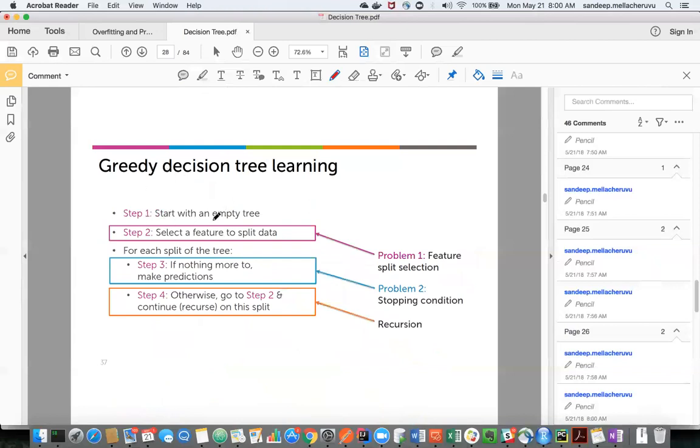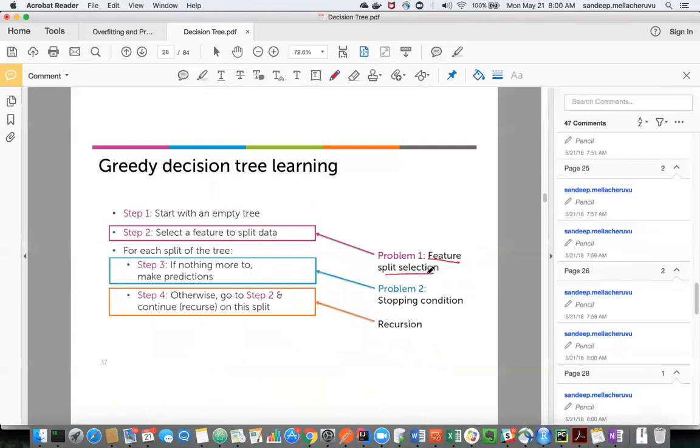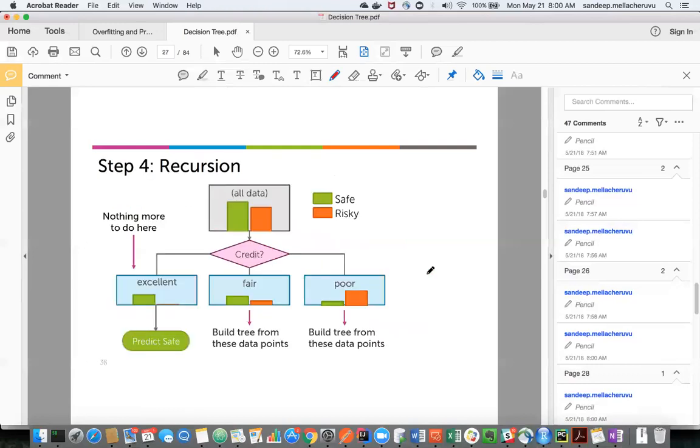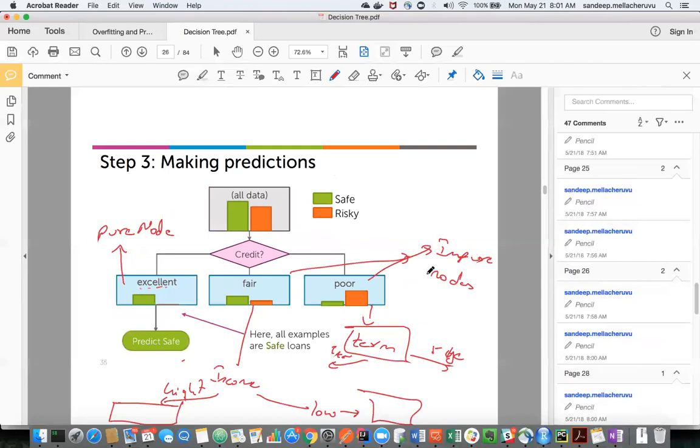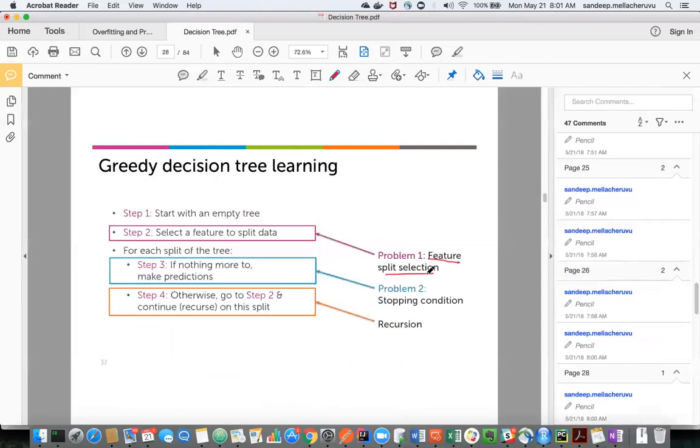Start with an empty tree. That's what we started. Select a feature to split. The question is, how do we select this feature? Problem number 1 is feature split selection. Which feature should I select? Here I randomly selected credit, but I don't know. It may not be the best one, or it may not lead to a good tree at least. So I'm not talking about problem one first. First I'm talking about what the algorithm is.